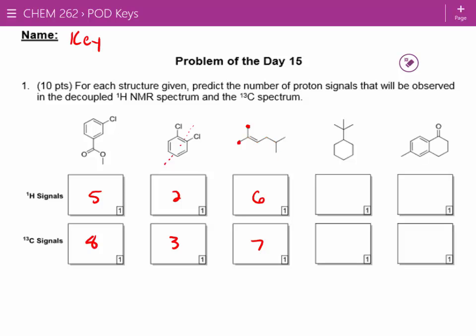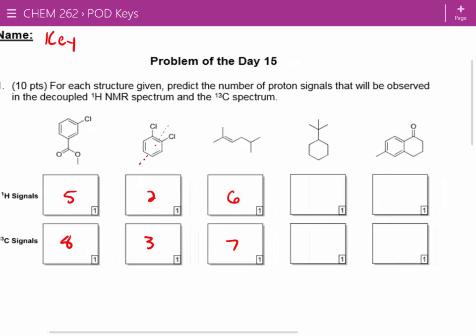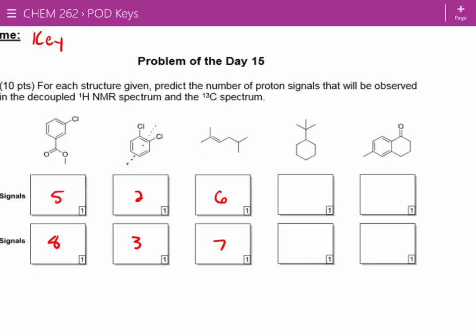This does take a lot of practice, which is where Sapling comes into play. If you do the Sapling problems regularly, you'll be able to pick this up really, really quickly. This is chapter 16, yes.